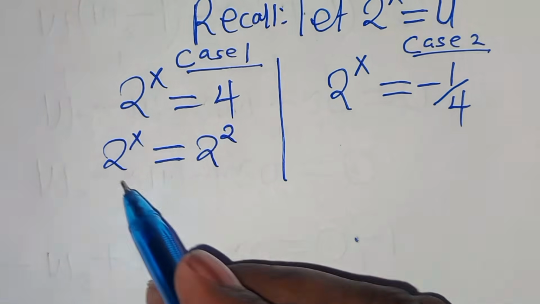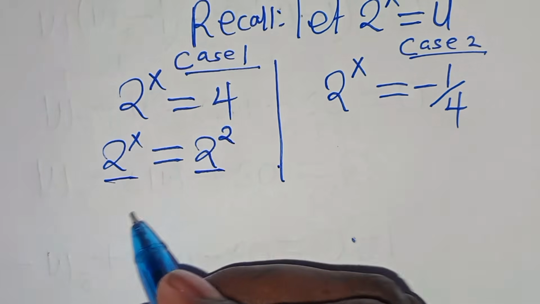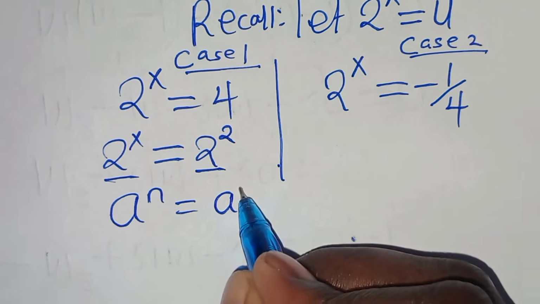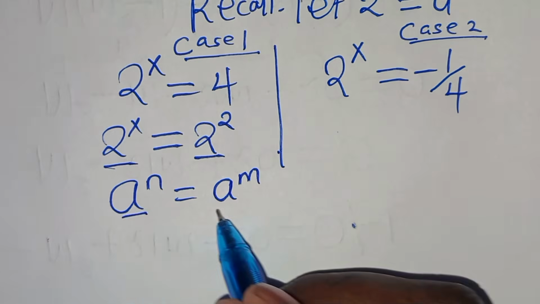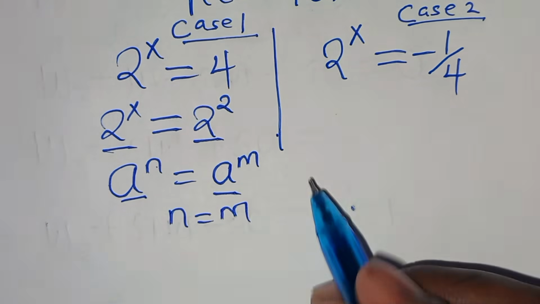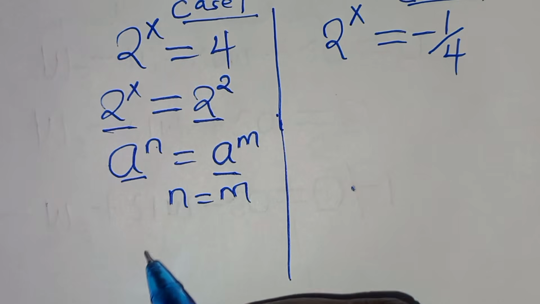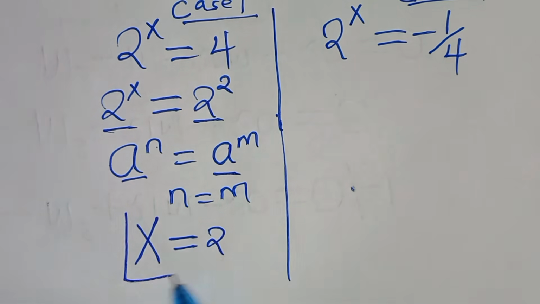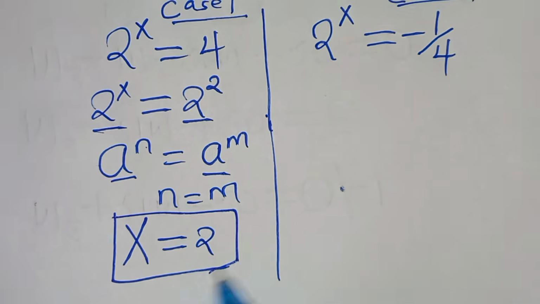And since the bases are common, that is a to the power of n equal to a to the power of m, we have that the bases are common, so the exponent n should be equal to m. So in this case, we have the value of x equal to 2.